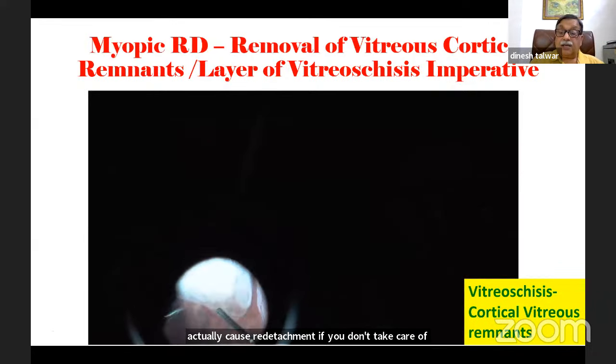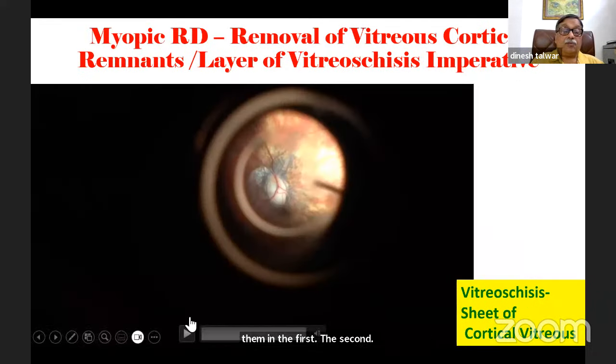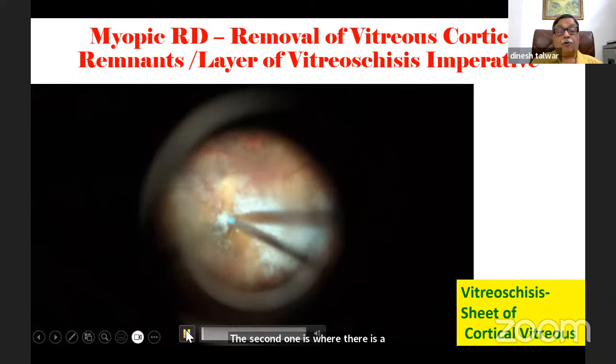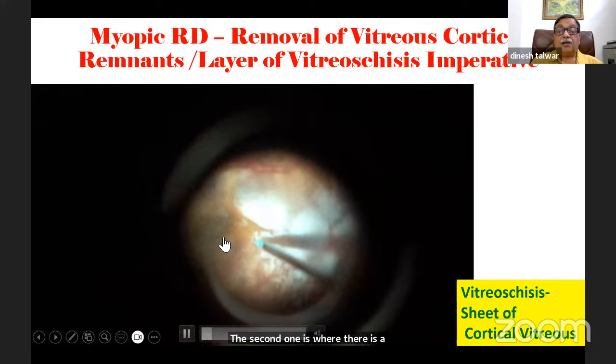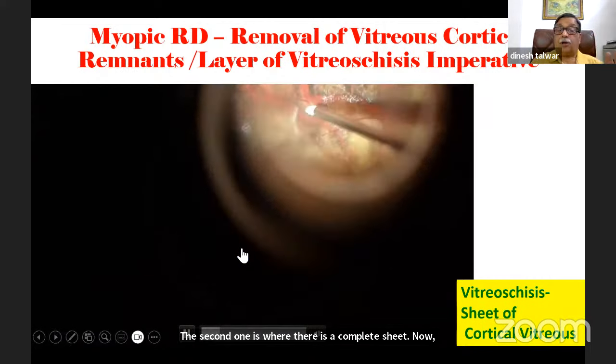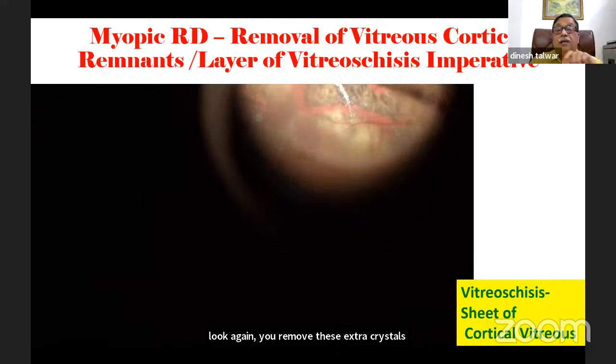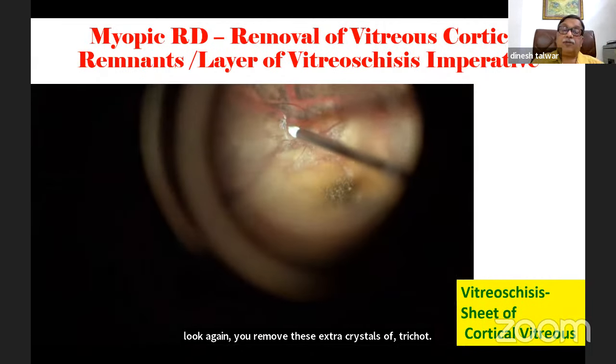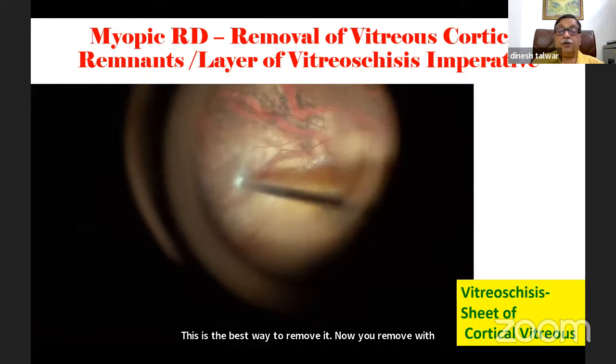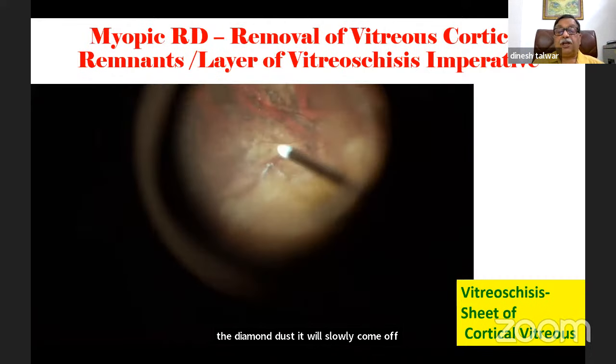The second one is where there is a complete sheet. Now look again, we remove these extra crystals of tricot. This is the best way to remove it. Now you remove with a diamond dusted, it will slowly come off. And here you can see that there is a complete sheet.